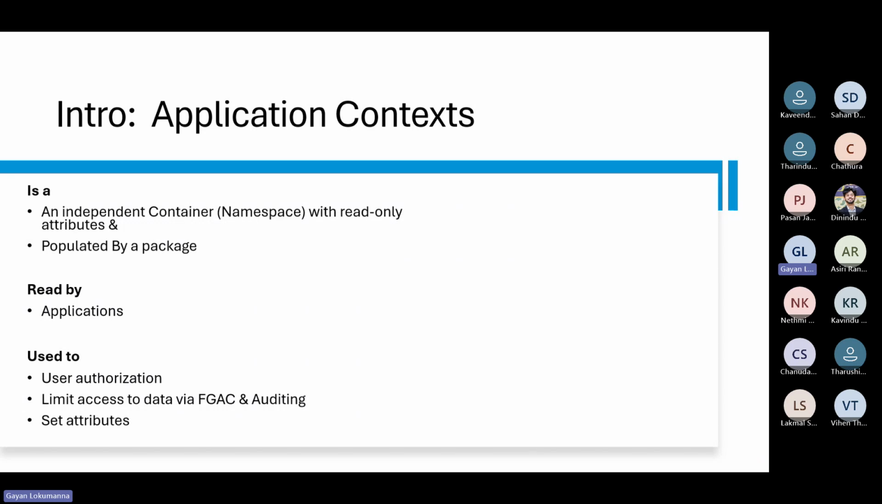Again, the package may not exist at the time of application context creation, but it can be introduced later on. So these are some of the usages of application context for authorization purposes, to figure out who this user is, and then accordingly you take actions. And I told you about VPD, or virtual private database.